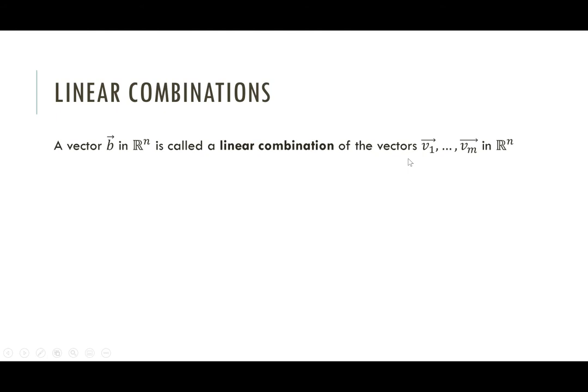B is a linear combination of these vectors v1 to vm if there exist scalars k1 to km such that k1 times vector 1 plus all the way up to km times vector m, if we add these all together, we can get B.